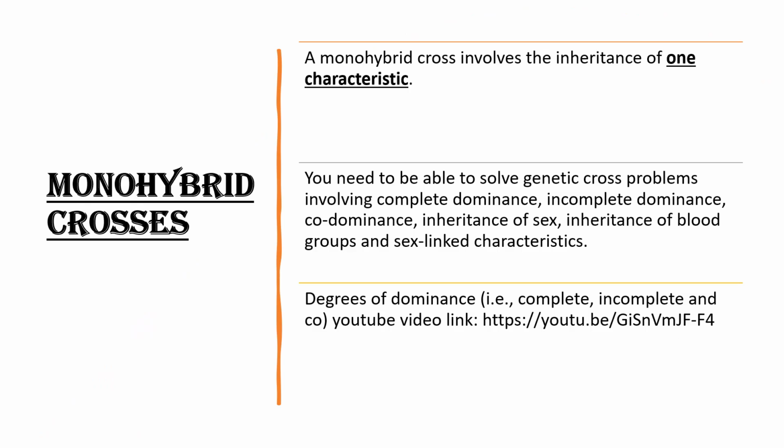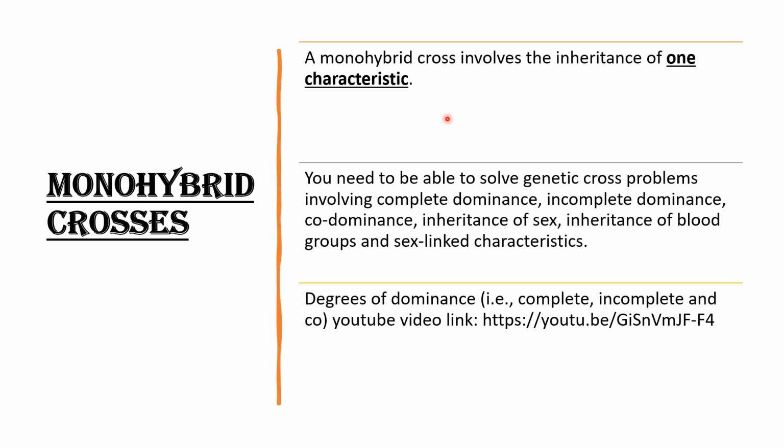So the first thing to note is that when we talk about a monohybrid cross, we are referring to a type of cross that involves the inheritance of one characteristic. So we are only going to focus on one characteristic. Hence the meaning of the prefix mono. Mono means one. So when we say monohybrid cross, we are going to consider only one characteristic.